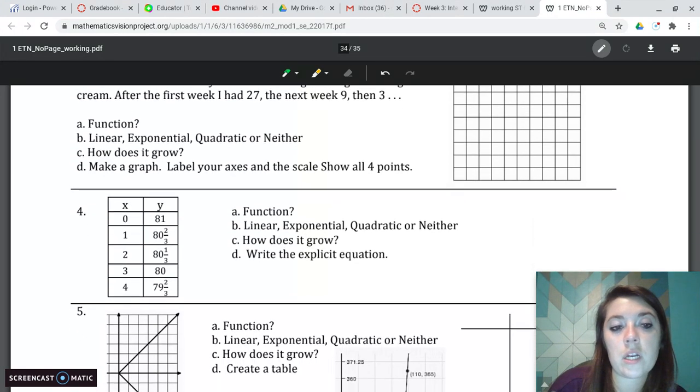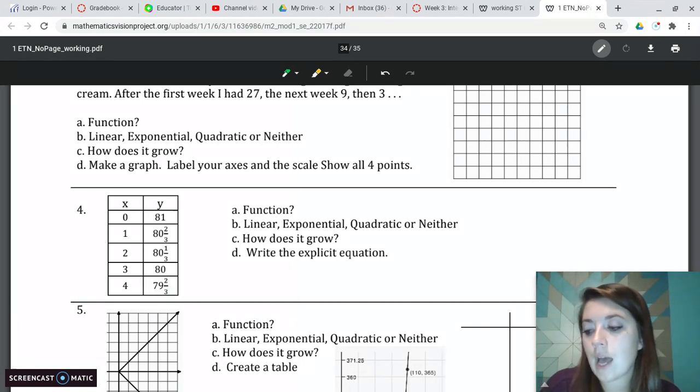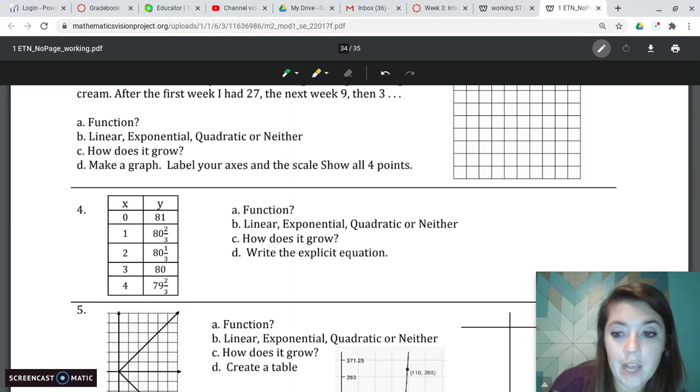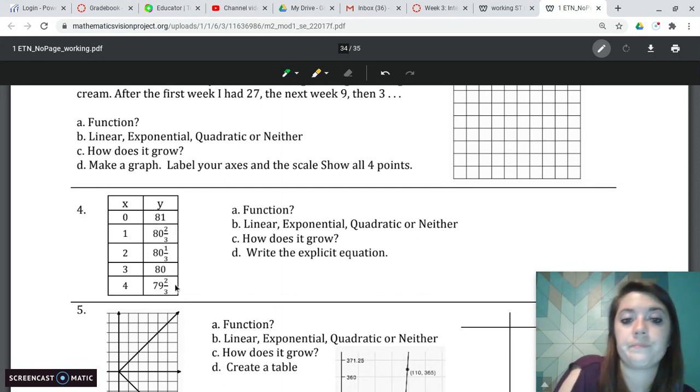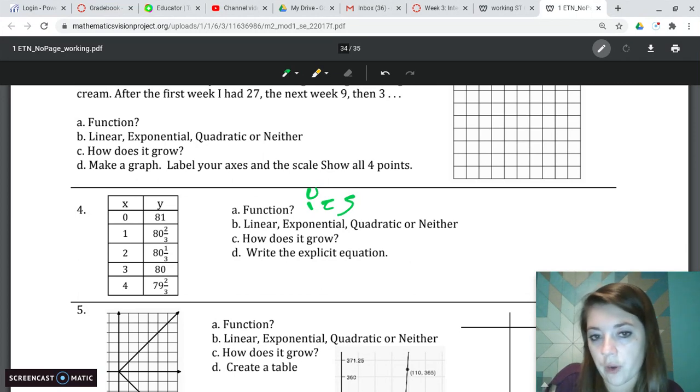So the one we're going to look at is number 4. So we have this table: 0, 81; 1, 80 and 2/3; 2, 80 and 1/3; 3, 80; 4, 79 and 2/3. So what exactly, first of all, is it a function? For every x value, is there only one y value? Yes. That means we have to answer the other 3 questions.